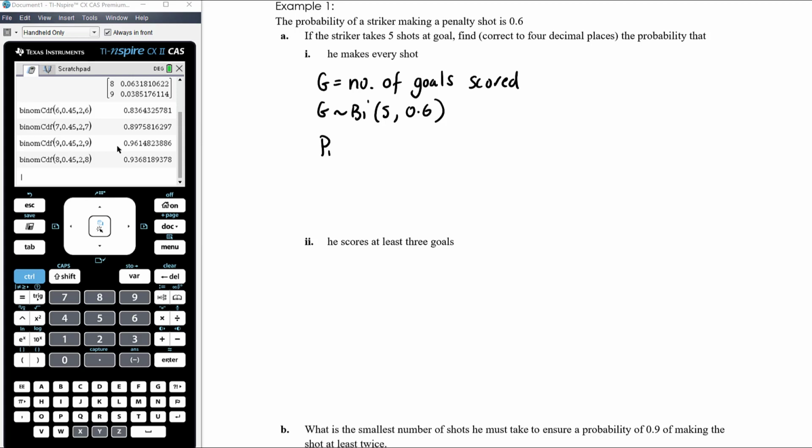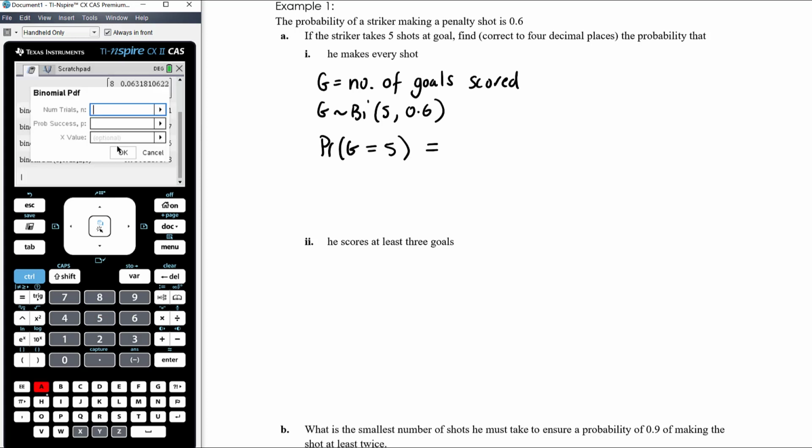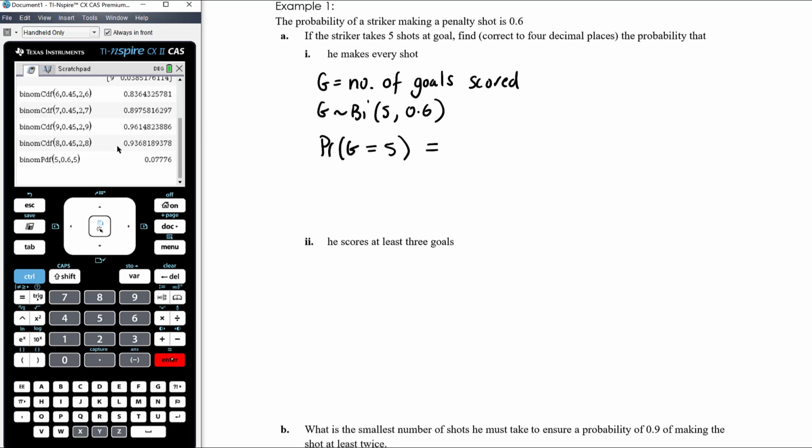So the probability that G, the number of goals scored, is equal to 5. He takes 5 shots and he scores 5 goals. With our CAS, menu 5, 5 for distributions, A for binomial PDF because it's a probability at a particular x value. n is 5 in this instance, the probability of success is 0.6, and we want the probability that x equals 5. And so that is, to 4 decimal places, 0.0778.